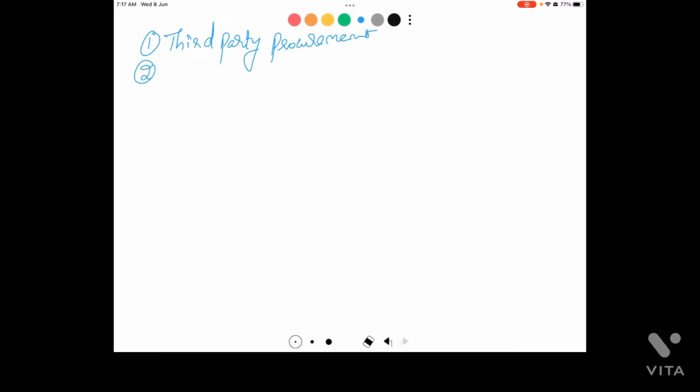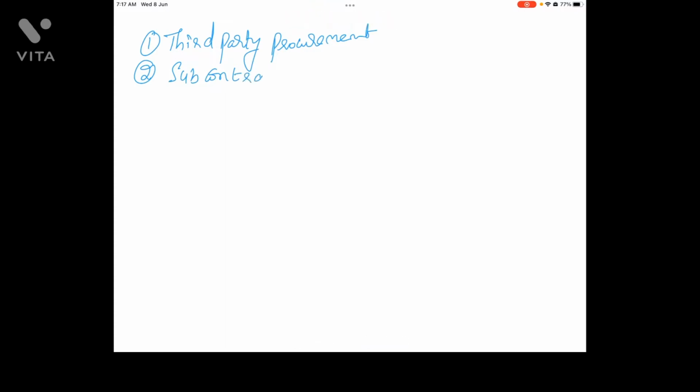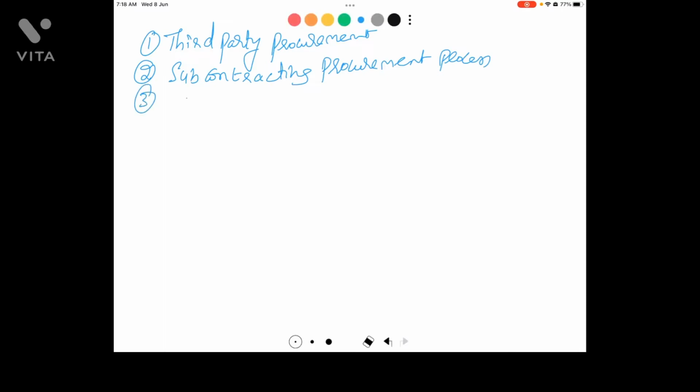Okay, and the next one is subcontracting process. Okay, the third one is consignment. Very important, the consignment procurement process.